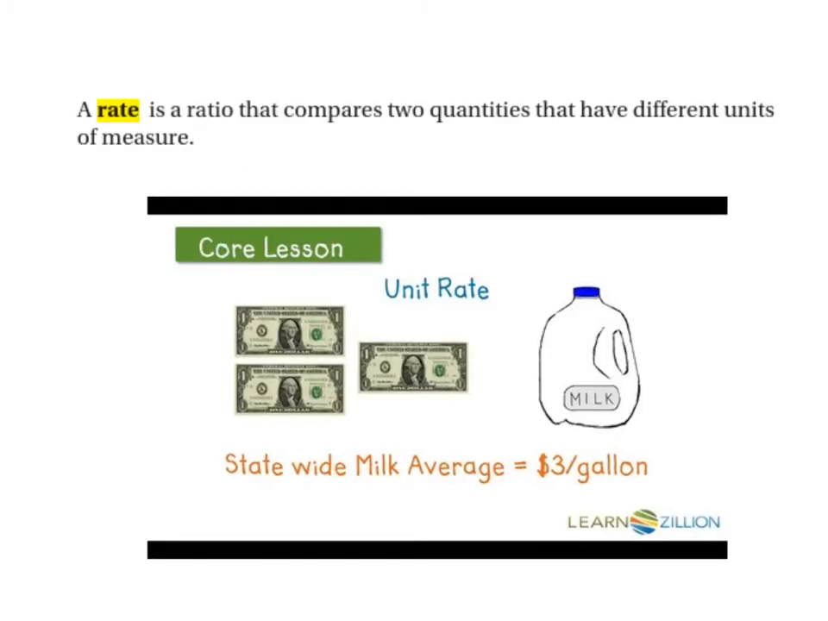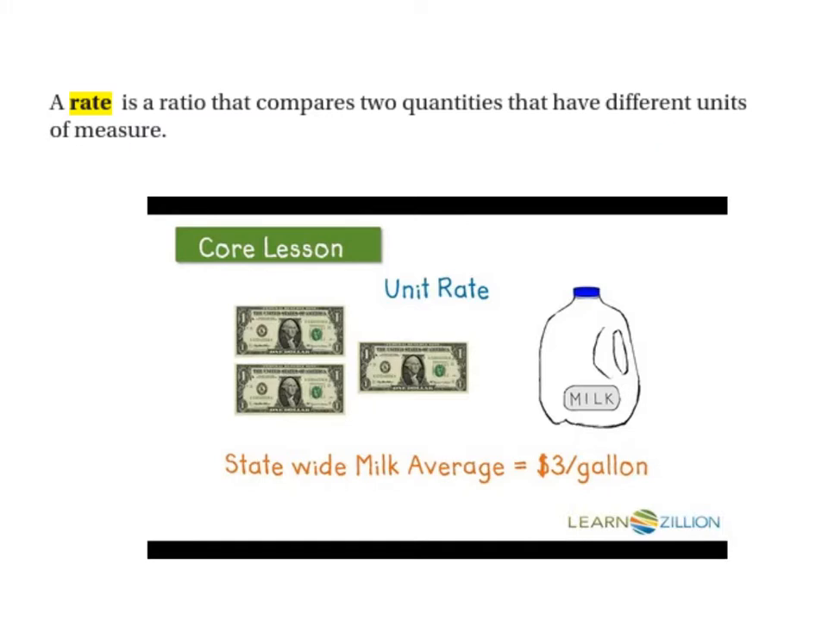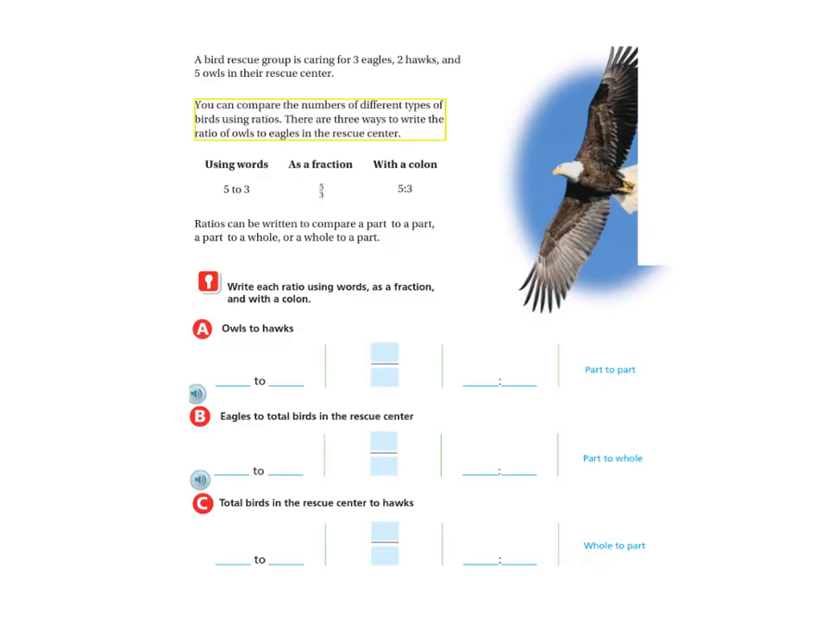So a rate, we talked yesterday about what a ratio is. It's that comparison of two things. A rate is also a comparison of two quantities, but two quantities that have a different unit of measure. So looking at this picture, we're comparing milk to money, and that would be a rate. So if one milk gallon costs $3, that would be considered a rate, not necessarily a ratio. Sometimes people use the words rates and ratio interchangeably, which means they use both for the same thing, even though they're not technically the same thing.